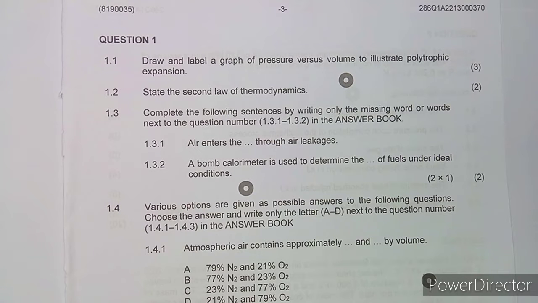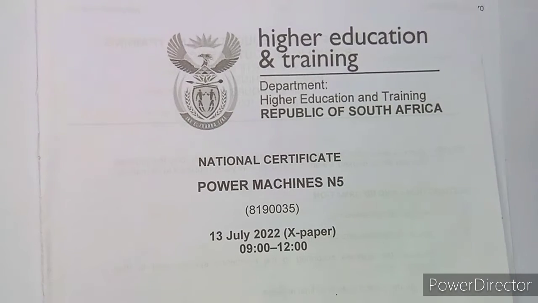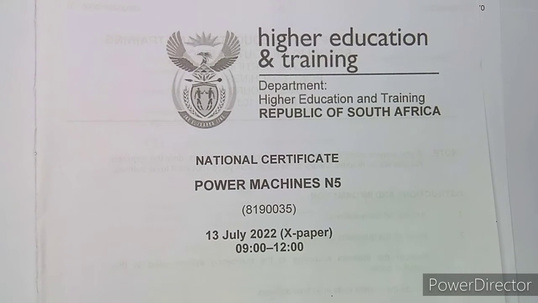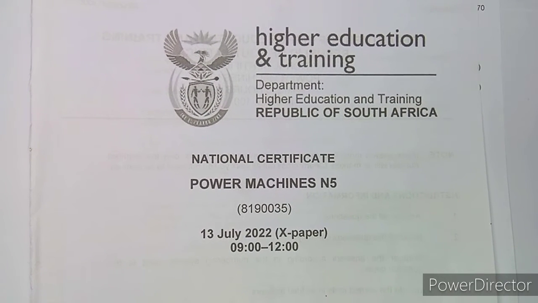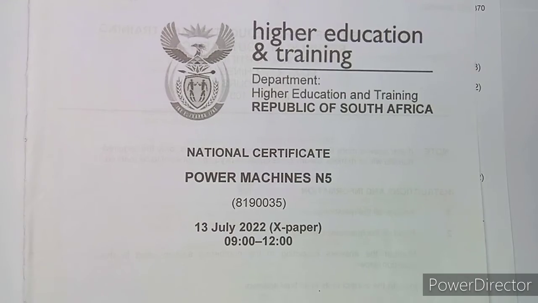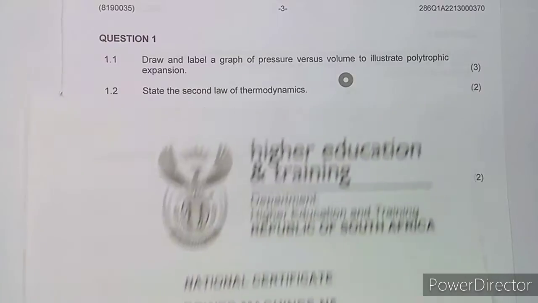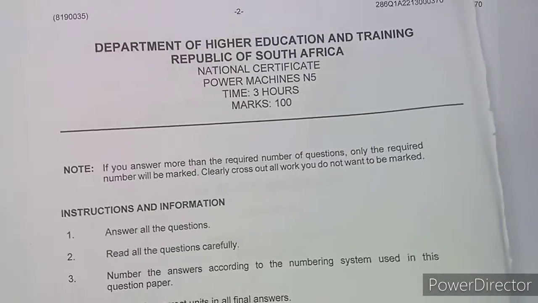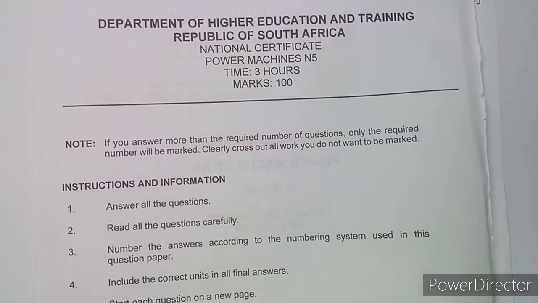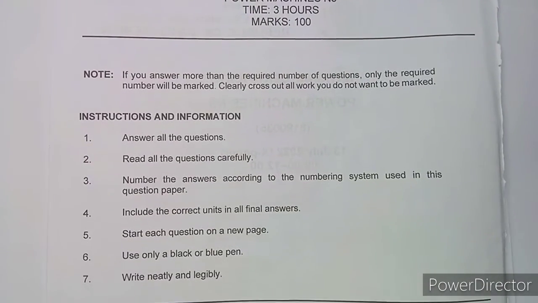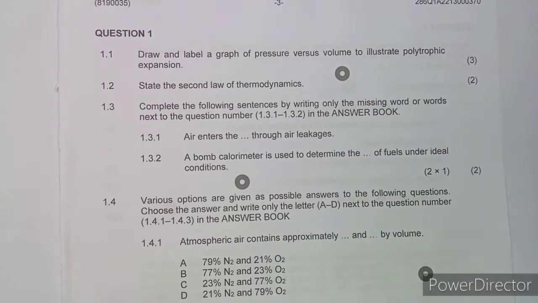In this platform we shall be focusing on the question paper which was written in July 2022 for Power Machines N5. So we shall just quickly rush through the question paper and see what we had, guys. As we know, your instructions and everything you'll be given so that you must be able to answer the question paper properly. So I'm not going to waste much of your time. We shall just quickly rush through the questions that we had.